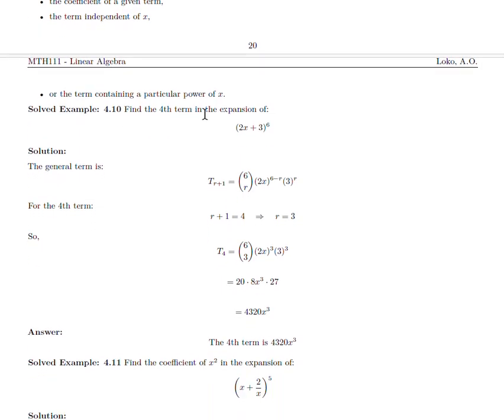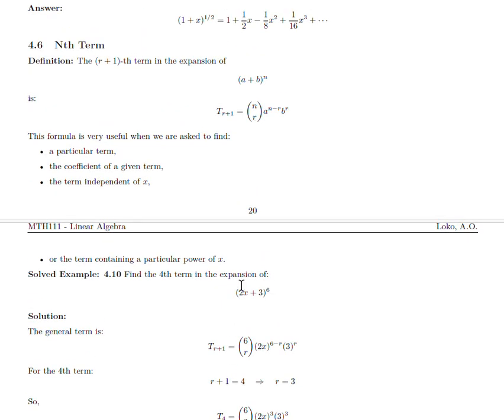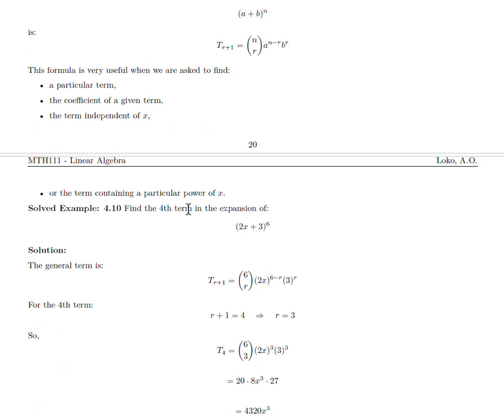Those are the forms in which questions will come where we have to apply this nth term formula. For example, find the 4th term in the expansion of this. Using this formula, we don't need to write out the whole expansion that will have 7 terms. We can fish out that 4th term with this formula. If we are looking for the 4th term, it means our r will be 3, right? So the term will be t4, standing for 4th term. Once we know r is 3, substitute it in here. We already know that n is 6, right?